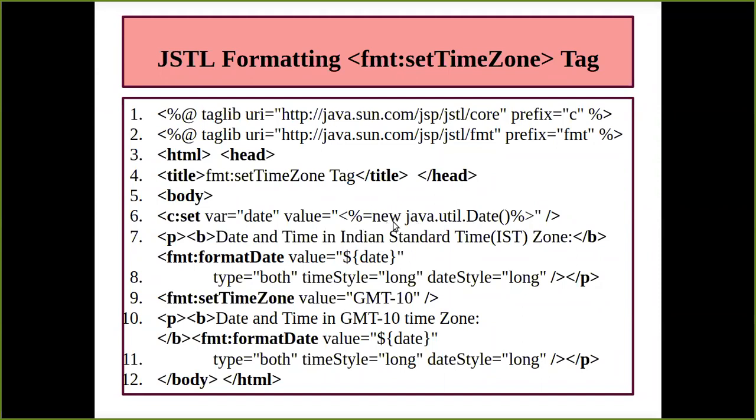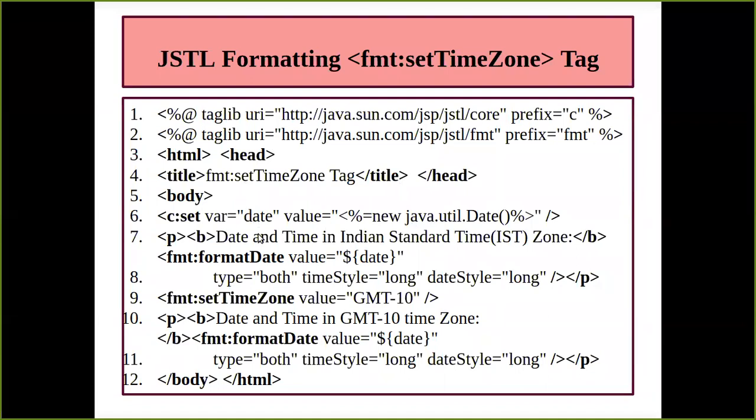Okay, now what we are trying to find out is the current date, and for that you're going to have a package, that is java.util. We have a class called Date, and when we invoke the constructor of that class, it is going to give me the current date and time. Whatever current date and time comes from here gets stored into the variable called date.